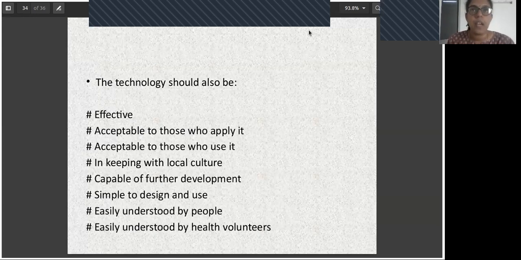It should be simple to design and use, easily understood by people, easily understood by the health volunteers also, because all these health volunteers are normal common people. They might not be from a health background. So it should be easily accessible and understood by them also.